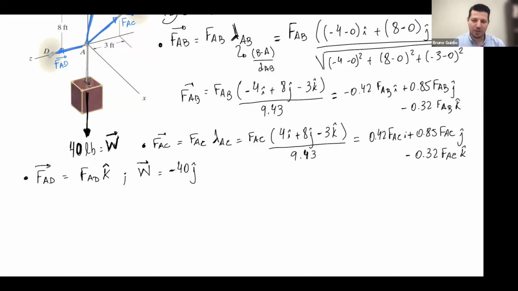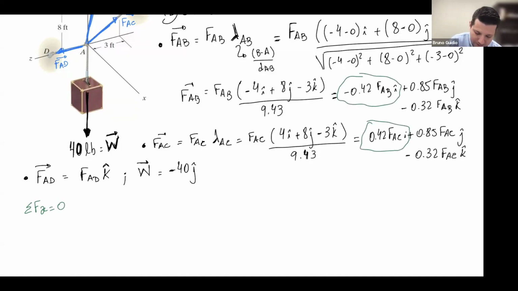My last two steps here: apply the equilibrium equations and solve for the unknowns. What are those equilibrium equations? Sum of the force in X should be 0. What do I have in X? This one here, this one over there. It's going to be negative 0.42 FAB plus 0.42 FAC should be 0. Cannot solve yet, but I can write FAB same as FAC.